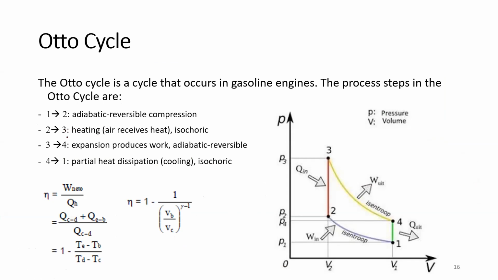Okay, so the Otto cycle describes how heat engines turn gasoline into motion. Or we can call it the cycle that occurs in gasoline engines. The process steps in the Otto cycle are divided into four steps in the PV diagram, in this case plotting the pressure and the volume.